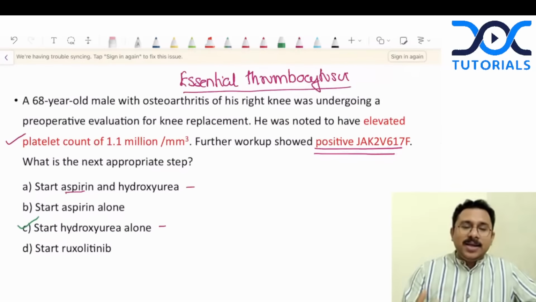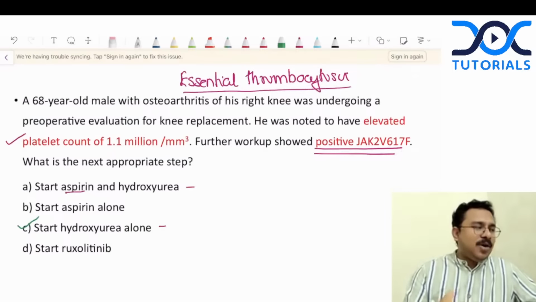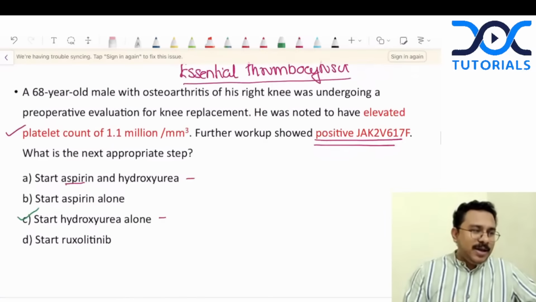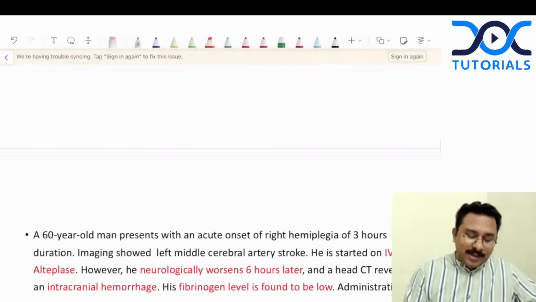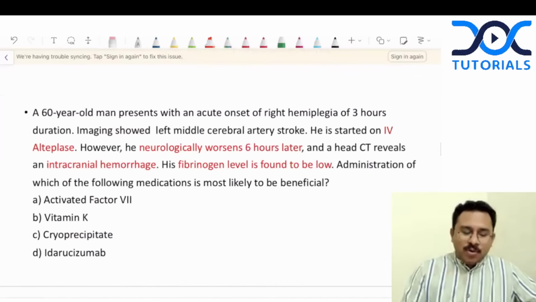Is a drug that I can give to prevent thrombosis, but here I'm not giving because of the high platelet count. Okay, fantastic. Anuj, well answered. Next, quickly, let's go to the next question.